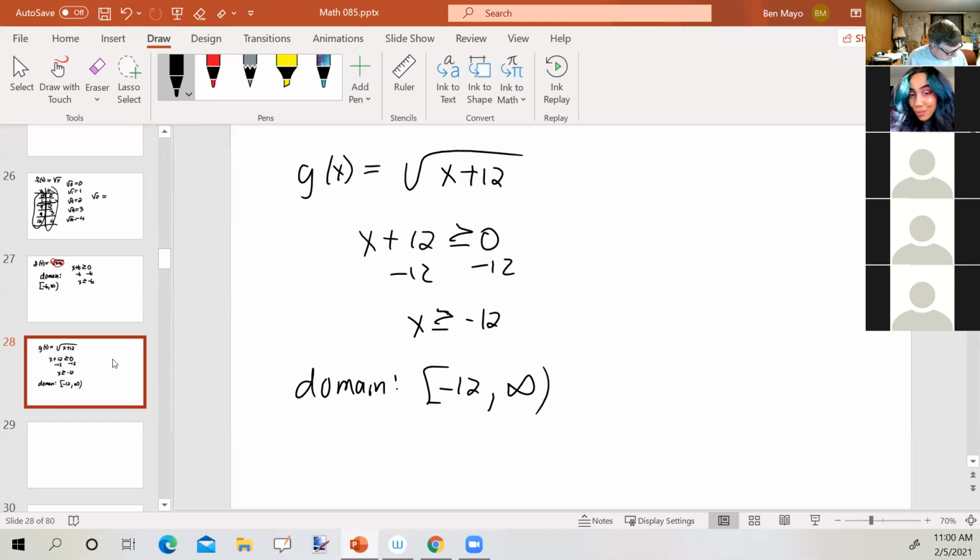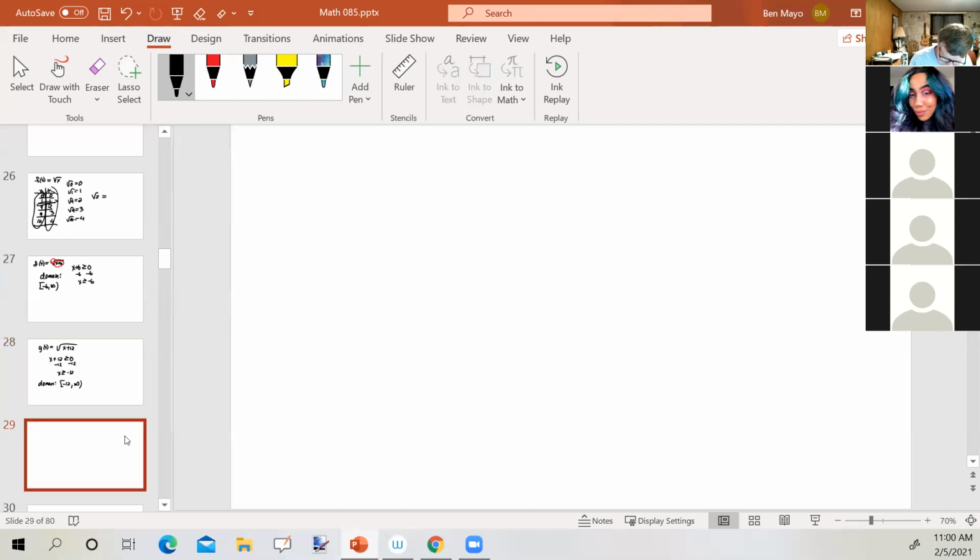Let's take a look at another one. Are we good to go on? Are people getting this? Okay. h of x equals the square root of 35 minus 5x. So again, we're taking a square root. So what would we do now?